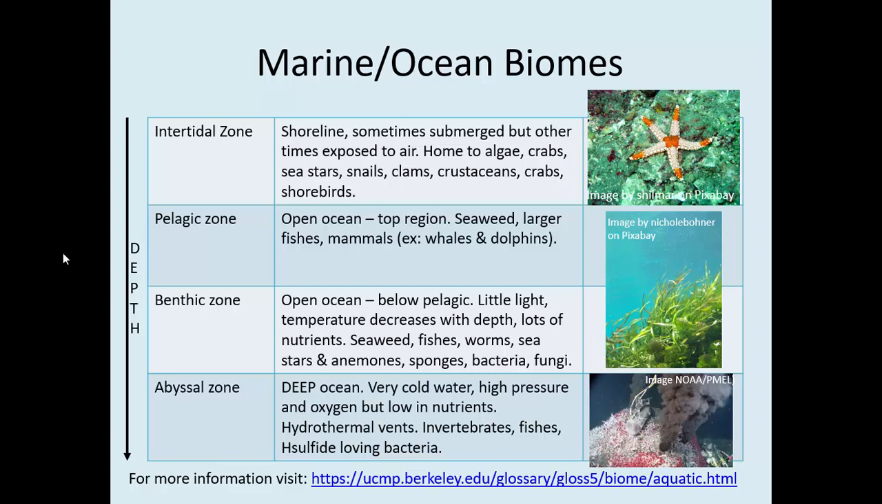If you go down a little further from the pelagic zone, but out into the open ocean, then that's called the benthic zone. In the benthic zone, there is some light that can get through, but not very much. So it's not as light, and it also is colder because in this area, temperature is decreasing as you go deeper. There are still lots of nutrients in the benthic zone, and so it is home to lots of fishes. So seaweed and many types of fishes, worms, sea stars, and anemones, sponges, and then of course bacteria and fungi, which are everywhere on Earth.